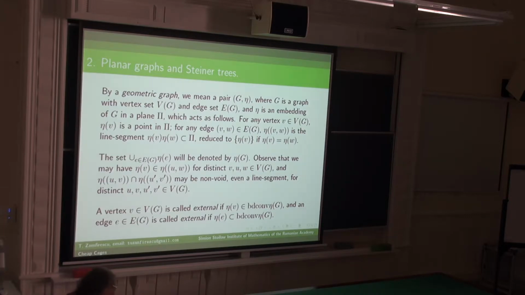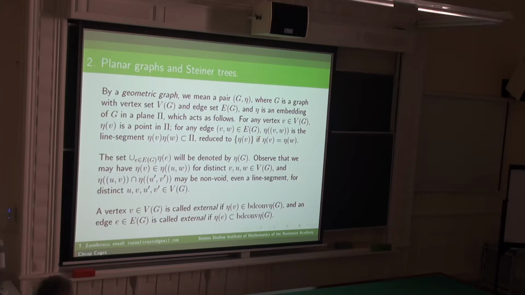Now, one of the tools we unfortunately needed to go ahead was this pair, G and eta. G being a graph, and eta an embedding of the graph in a plane. I suggest you can see then the constraints which define this pair, the geometric graph. You can have a look.